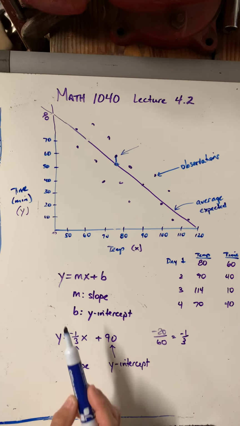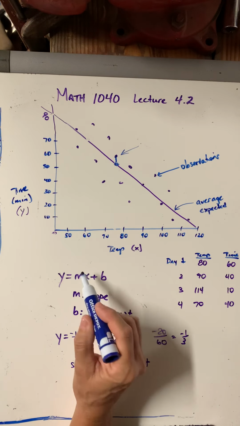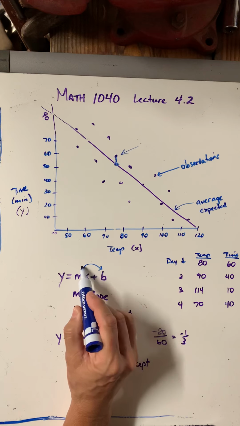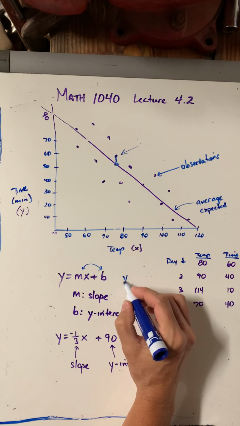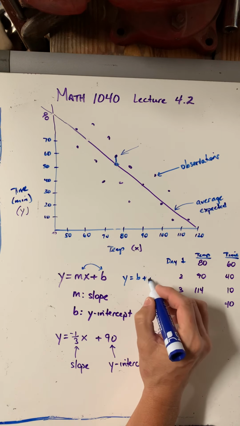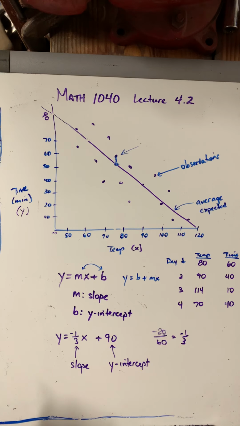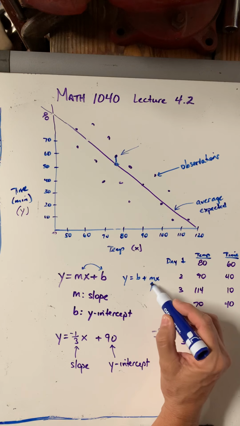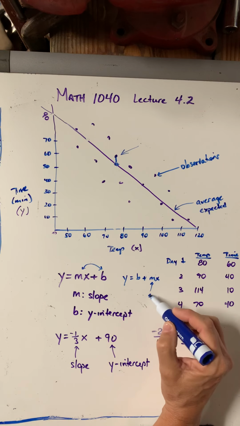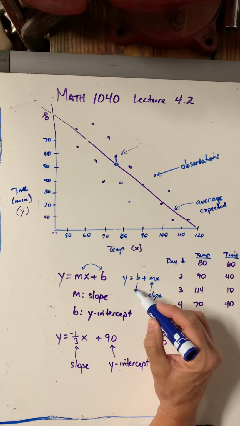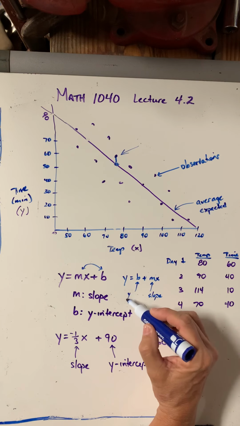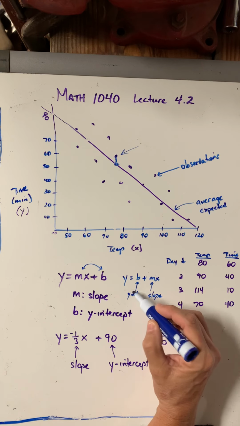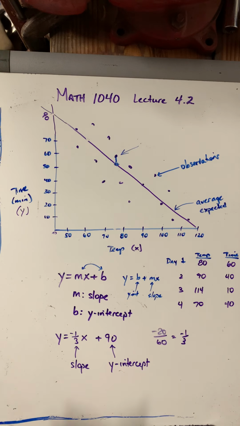In StatCrunch, it writes it, and what it does is it switches the order of these. So it will actually write it as y equals b plus mx. And it doesn't matter that it does that, but what you want to do is recognize that the coefficient next to x is the slope, and the number that doesn't have the x is the y-intercept, so that you can plug it into the answer for the question as you're going through, okay?